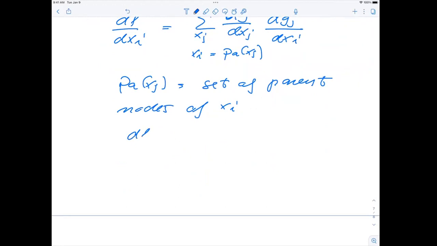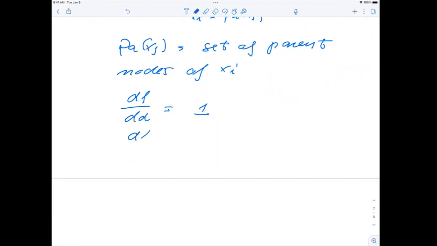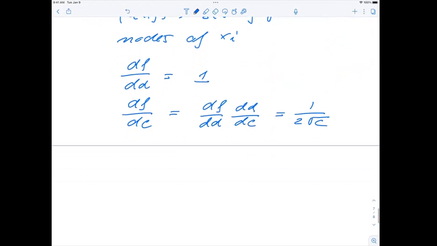If we look at this specific example we've been looking at, df over dd is just equal to 1. And then we have df over dc, which is equal to df over dd times dd over dc. And this is nothing but 1 over 2 square root of c, because this quantity is equal to 1.